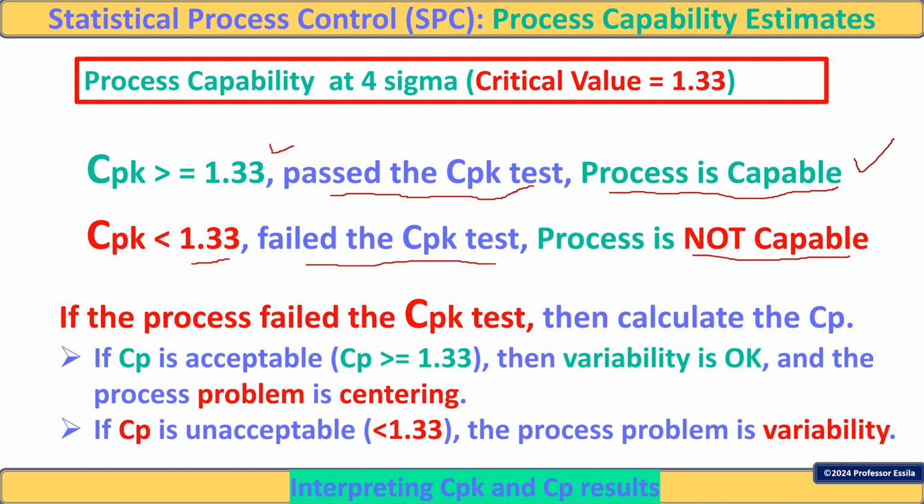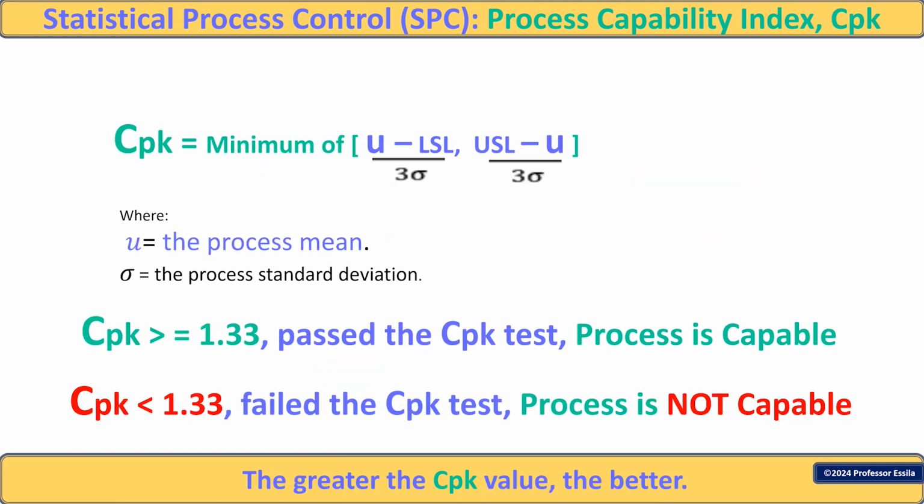So if the process passes the Cp test, then we say that variability is not what is causing the problem. What is causing the problem is centering. If the process failed the Cp test this time, then we say that variability is the problem, or it is why the process failed the Cpk test. So now that we know the interpretation, let's see how we calculate them.